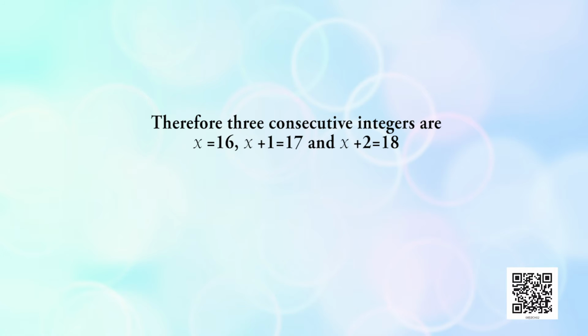Therefore, x is equal to 16 means the three consecutive integers are x is equal to 16, x plus 1 is equal to 17 and x plus 2 is equal to 18. If you add these three things, 18 plus 17 becomes 35 and 35 plus 16 is equal to 51. So, our answer is correct.